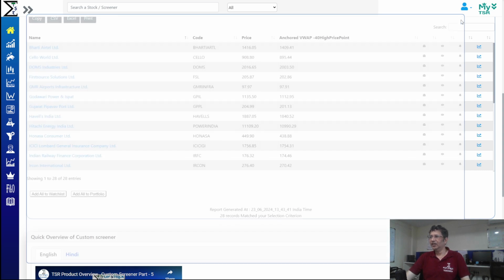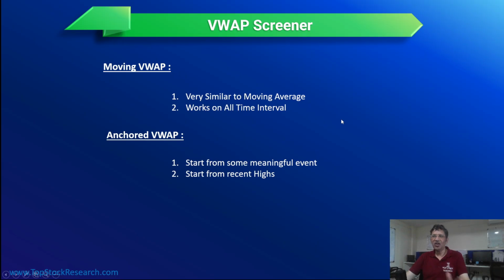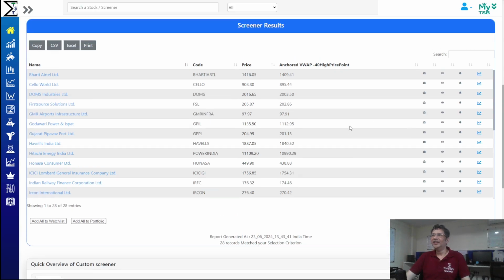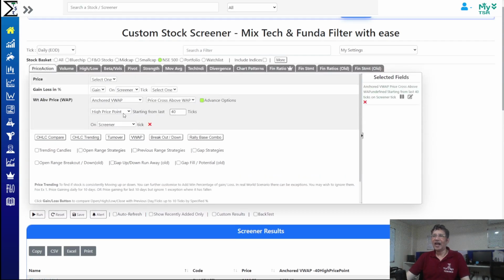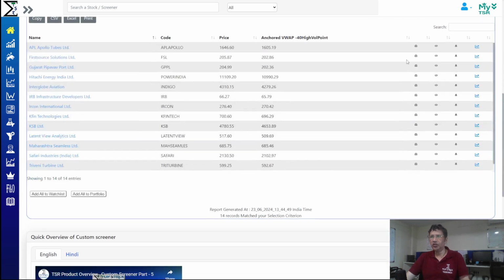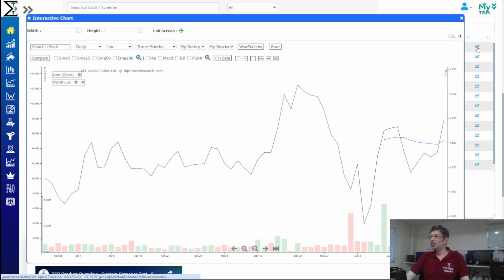So the idea here is you can start your calculation of VWAP from a certain meaningful event, which can be recent highs, which can be recent lows, just the opposite of high, or which can be from a volume surprise. So in this case, what we have done is we have taken the high points. Similarly, what you can do is a high volume point, which again can be because of a certain event, can be election results or quarterly results or any news on that company. So we see APL Apollo has the highest volume. So the highest volume, which is pretty visible out here, it starts from this point, right?